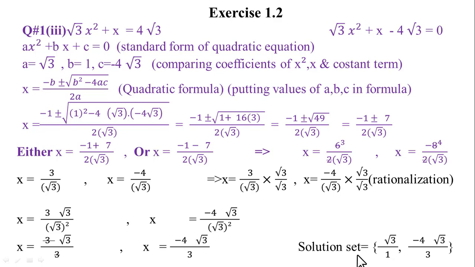So the solution set of the given equation is square root of 3 and minus 4 multiplied by square root of 3 divided by 3. So we have found the solution set of the given quadratic equation by using the quadratic formula. The solution set is square root of 3 and minus 4 multiplied by square root of 3 upon 3.